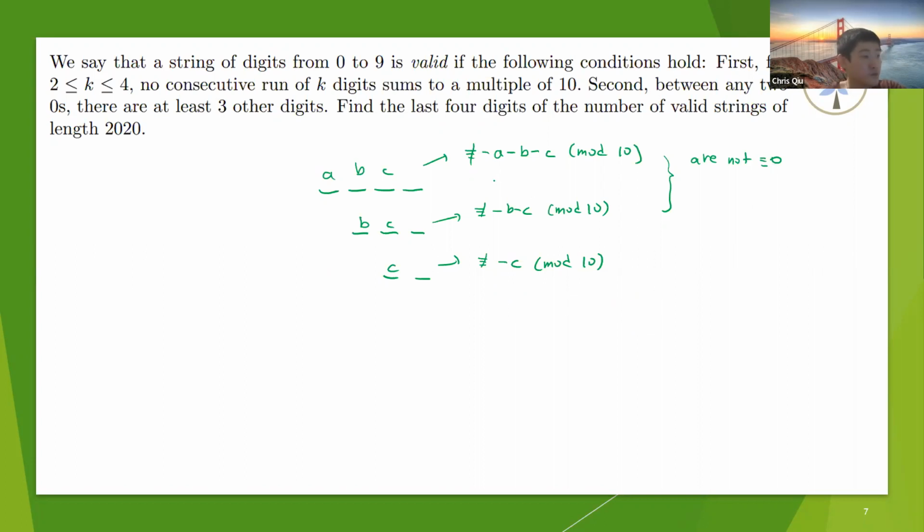So we want to find the last 4 digits of the number of valid strings of length 2020. So let's first find the number of valid strings of length 2020. And it turns out that the expression for this number is actually not that bad, but the process that gets there is a bit more obscure. So let's introduce some notation.